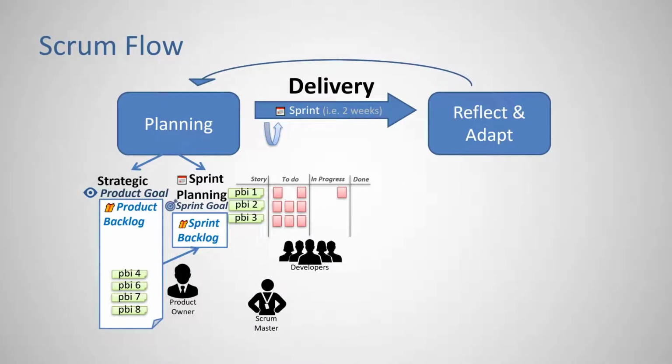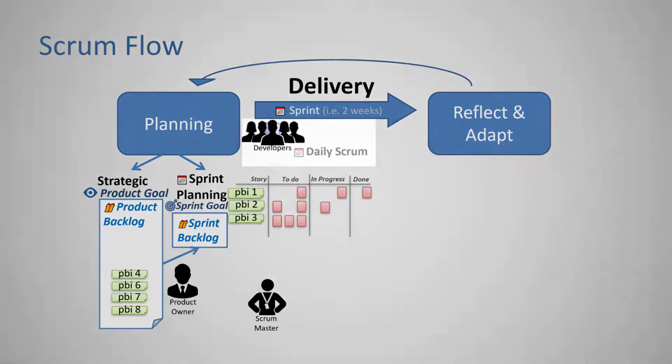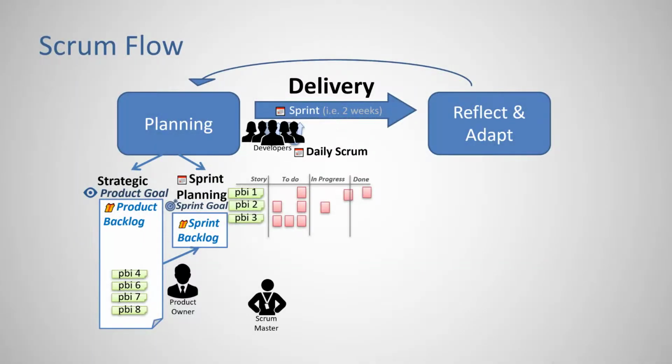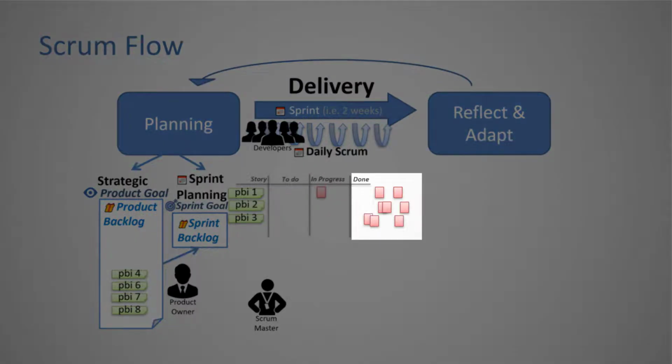After that, the developers start working, and they meet every day in an event called Daily Scrum to check their progress against the sprint goal and take corrective actions during the day. They do this every day, managing their own progress until the end of the sprint. Hopefully, they are done with all the items.